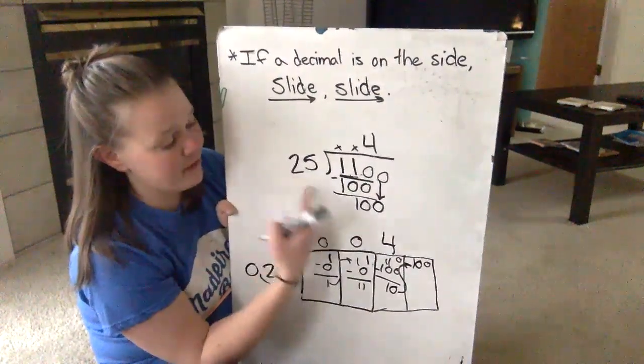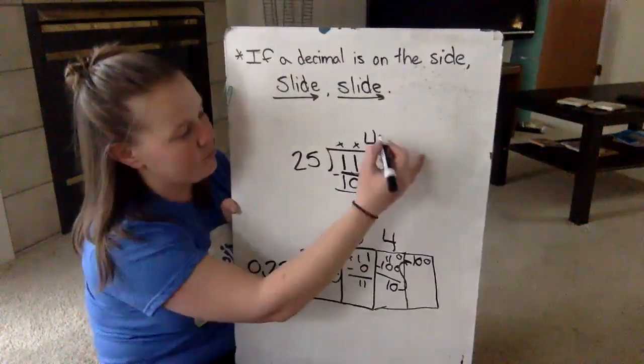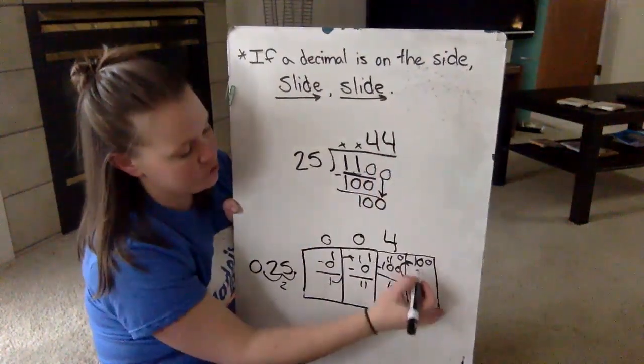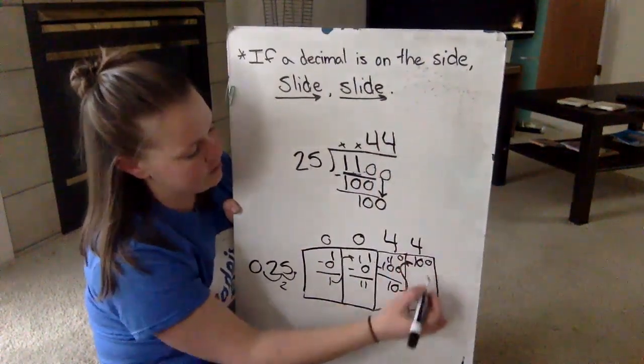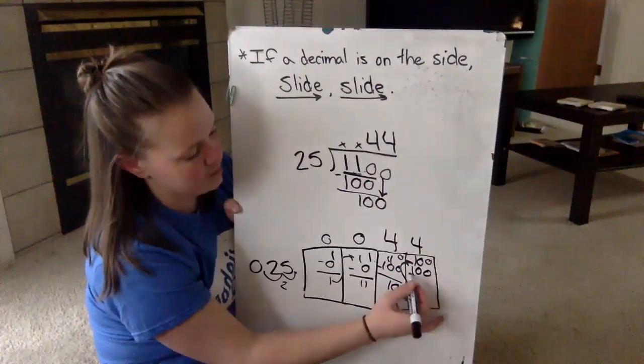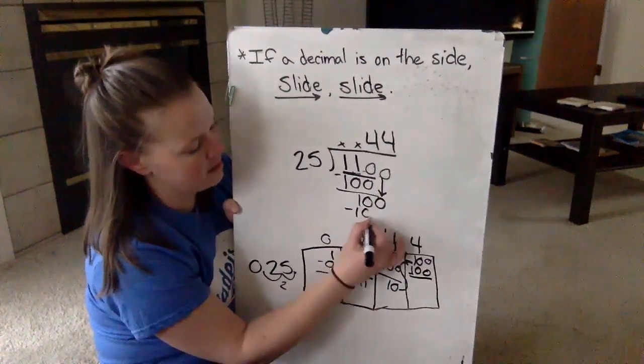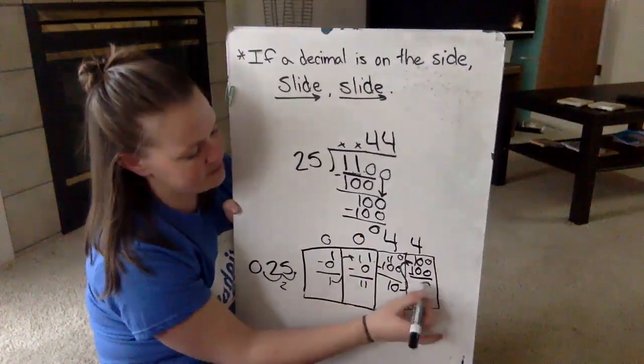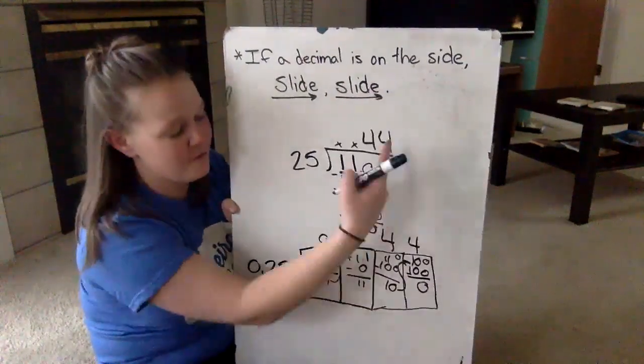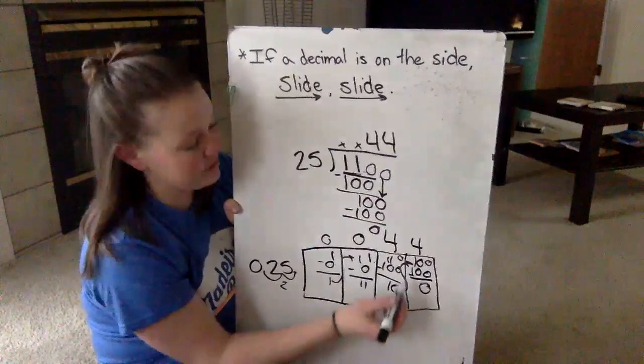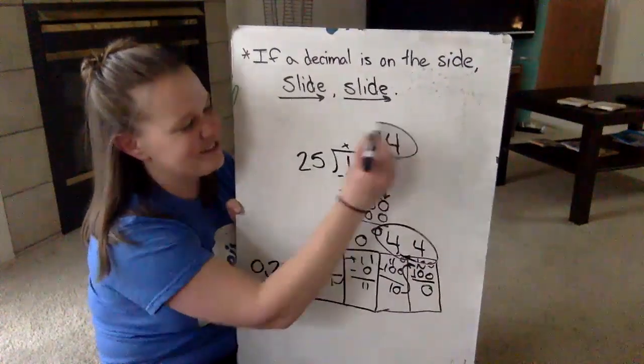Either way, you've got 100 left now. How many times can 25 go into 100? Yep, 4 times, because we just figured that out. So 25 can go exactly into 100 4 times, because 25 times 4 is 100. Subtract, and we're left with 0, which 0 is less than 25. Nothing else to bring down, so what's our answer? You got it, it is 44.